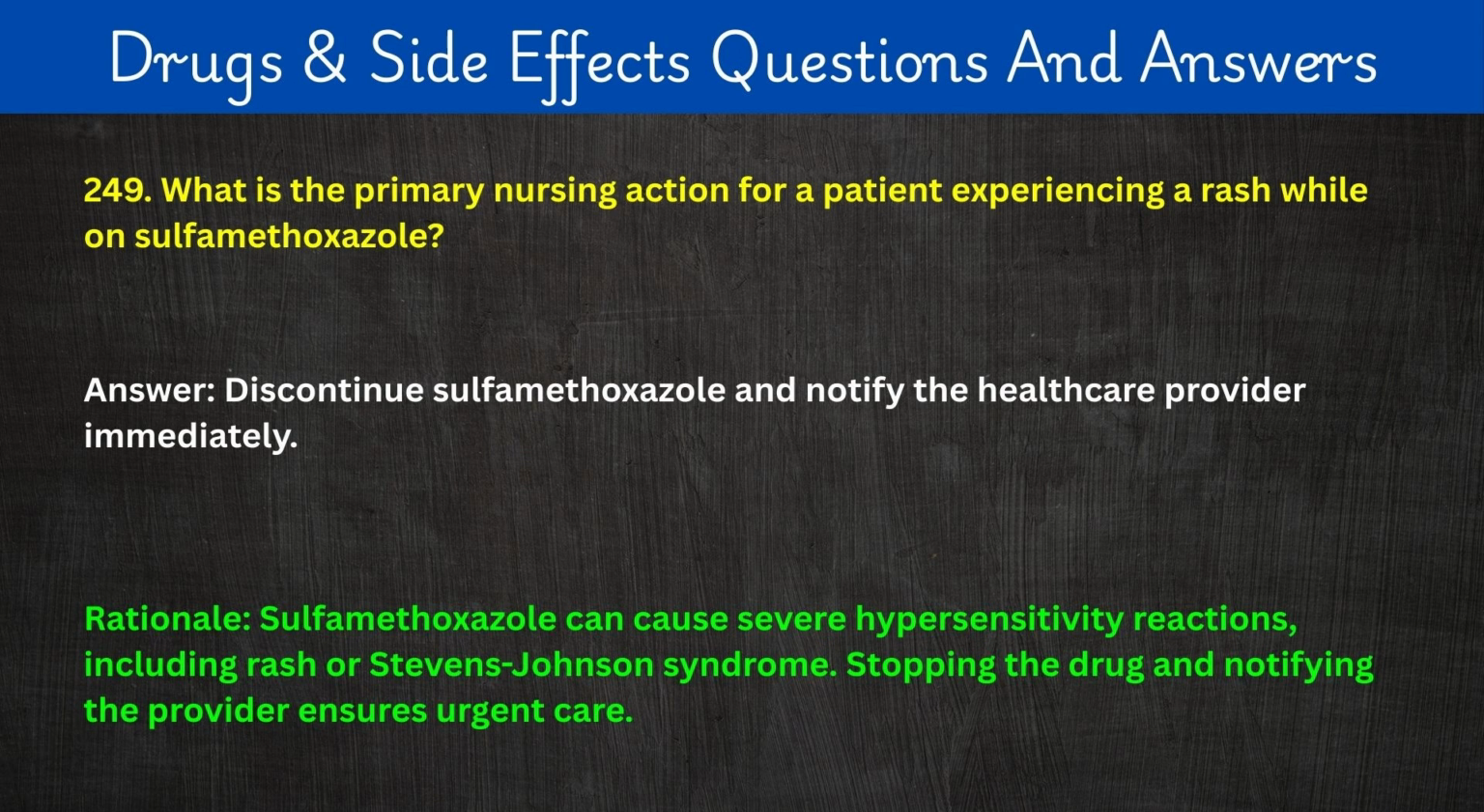249. What is the primary nursing action for a patient experiencing a rash while on sulfamethoxazole? Answer: discontinue sulfamethoxazole and notify the healthcare provider immediately. Rationale: sulfamethoxazole can cause severe hypersensitivity reactions, including rash or Stevens-Johnson syndrome. Stopping the drug and notifying the provider ensures urgent care.